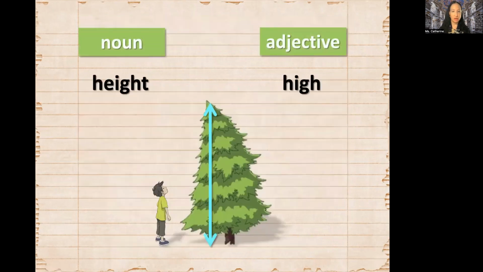The noun here would be the height. This is the height of the tree. How high is the tree? These would be examples of how we would use this in a sentence. We're going to do this again.